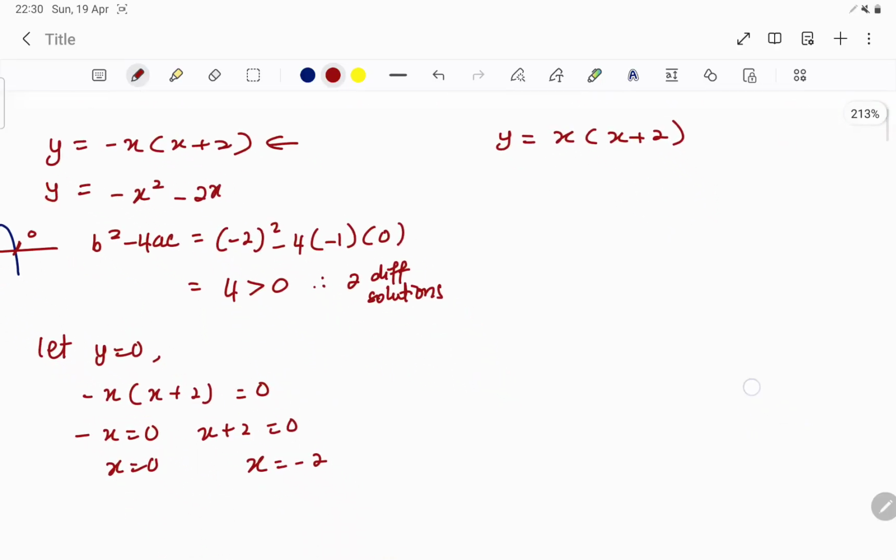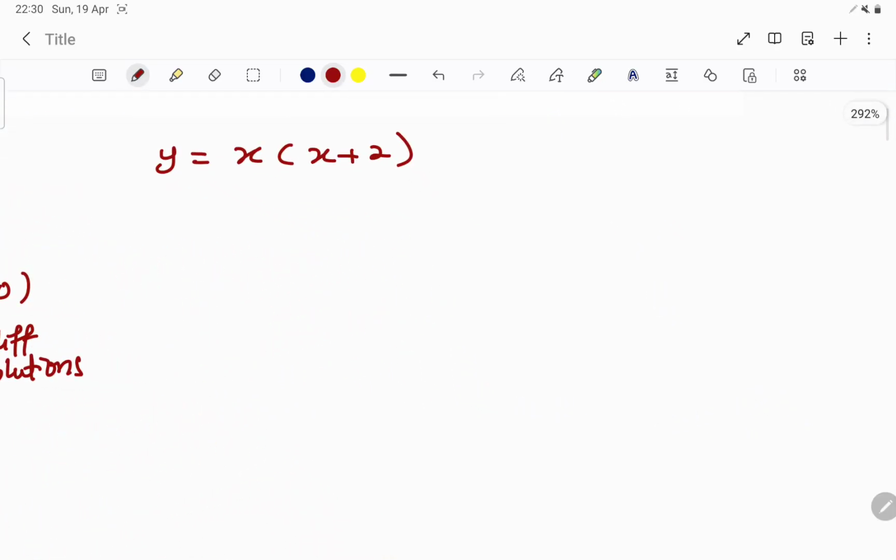Now the next one, we have y equal to x(x plus 2). When we expand this, we get x squared plus 2x. The highest degree is 2, so it is a quadratic function. How to know whether it is a sad graph or a happy graph? You have to see the coefficient in front, which is 1, so it is a happy graph.